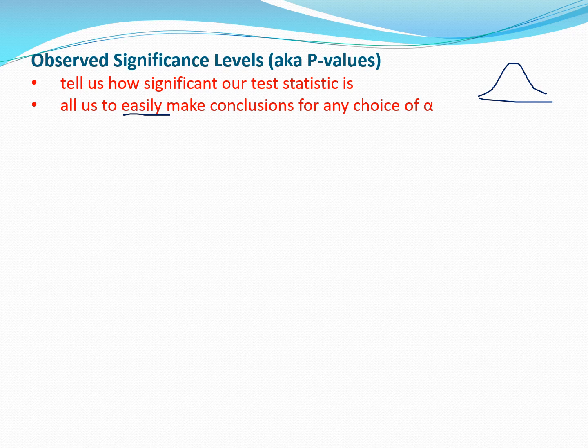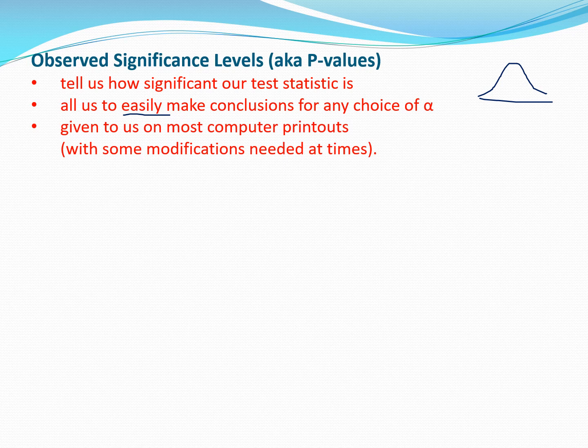Now there's a little bit of a curve we've got to get over. We've got to learn some stuff first. But it's going to allow us to more easily make conclusions for any choice of alpha. And the number one reason we like p-values is they're given to us on most computer printouts. If you flick back to that last page, you can see that the printout has a p-value there. Now you see in parentheses here, with some modifications needed at times. I'll talk about that in a little bit.